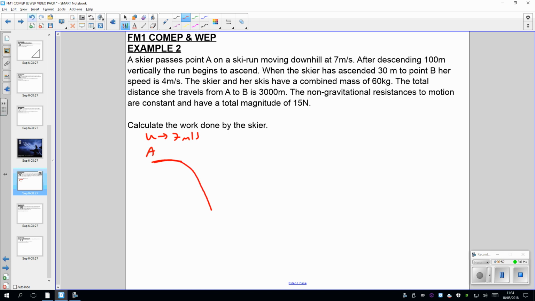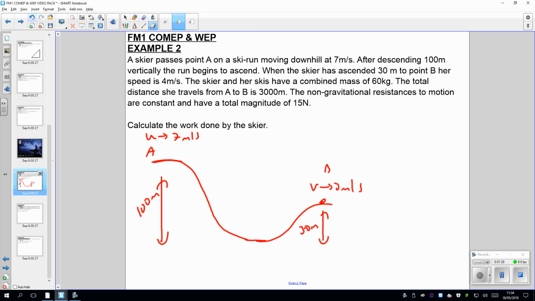It then descends for 100 meters. It's not going to be a vertical 100 meters, is it? It's a slope, otherwise she'd die. So it's going to be a slope like that, a gentle slope. Depends what color the ski run is, doesn't it? And when it begins to ascend and goes up 30 meters, again, that's not going to be vertical. Good luck jumping up that. And that ends up here at point B with final speed 4 meters per second.